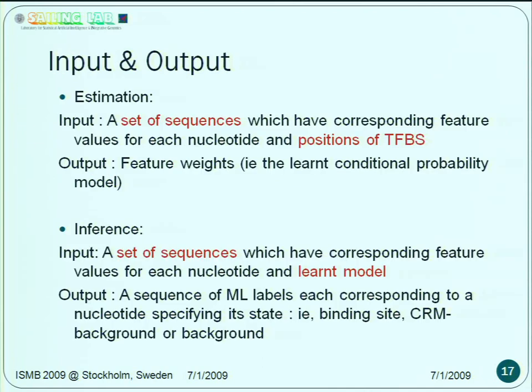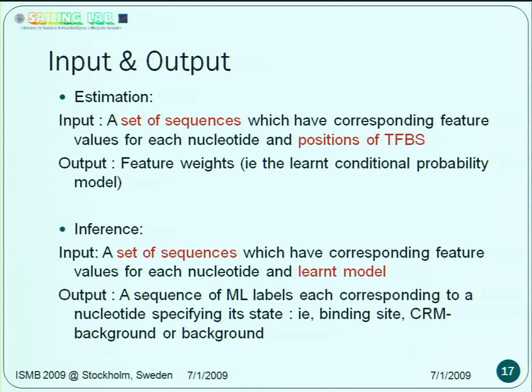what we typically do is for the estimation part of our model, the input is a set of sequences which have corresponding feature values for each nucleotide and positions of the transcription factor binding site. And what we get as output during the estimation or training phase is the learned conditional probability model, which basically are feature weights with each weight corresponding to one feature.